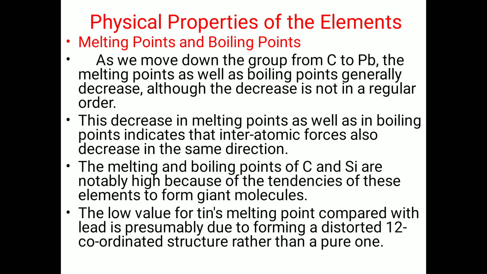The low value for tin's melting point compared with lead is presumably due to tin forming a distorted 12 coordinated structure rather than a pure one.